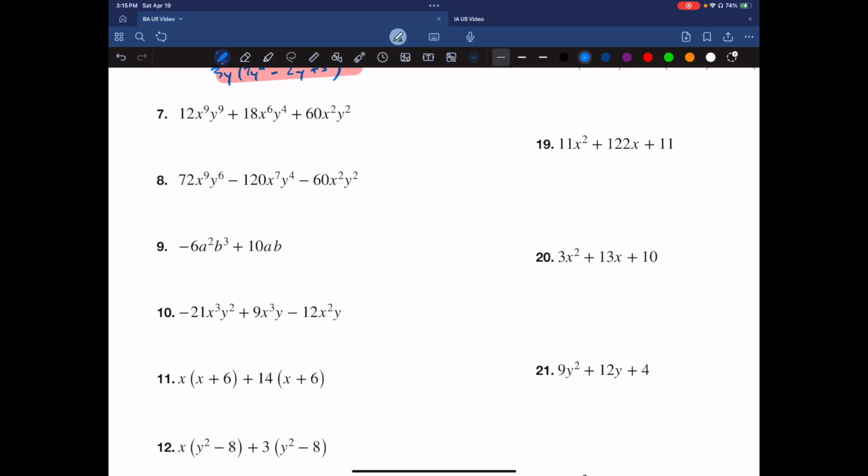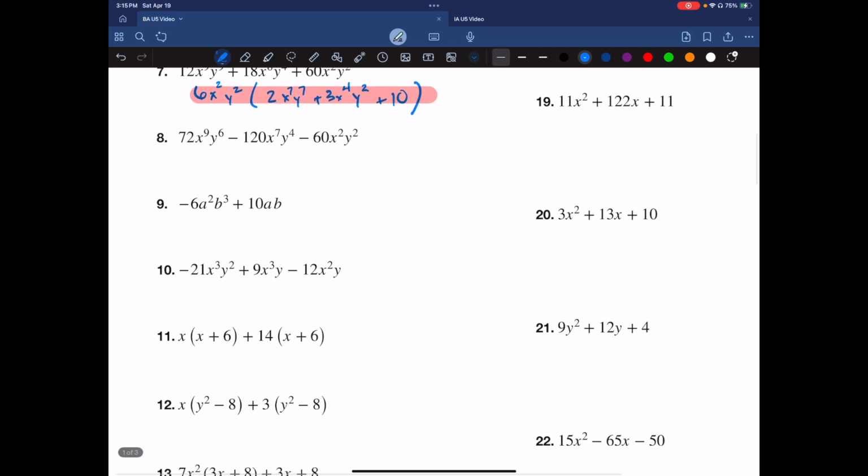Number 7. You have x's and y's that you can take out. 12, 18, and 60. I can take out at least a 6 out of this. I have x to the 9th, x to the 6th, x squared, so I can take out at least x squared. Y to the 9th, y to the 4th, y squared, I take out y squared. So that's going to be 2x to the 7th y to the 7th, because what are you missing? That's what you're focused on. Then you got 3x to the 4th y squared. And then you have 10x, you don't need an xy because you've already pulled them out, so it's just going to be plus 10.